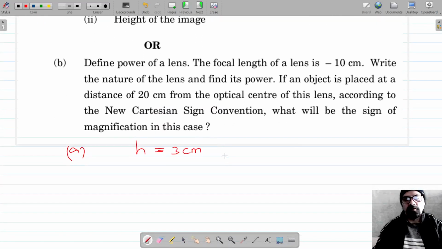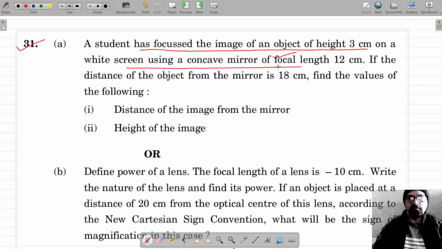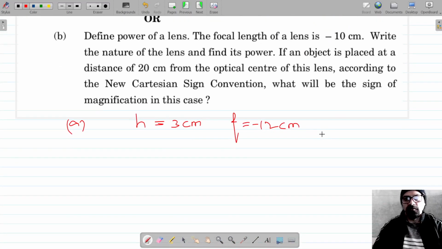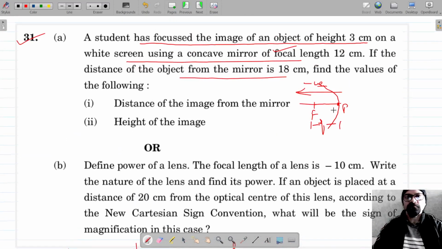For the concave mirror, the focal length is 12 centimeter and it's negative using the sign conventions, because for the concave mirror, its focus is in front of the mirror, and this is the pole. The distance between the focus and the pole is the focal length, and this side is the negative side. So focal length is negative 12. The distance of the object is denoted by u, and it's also in front of the mirror, so it is negative 18.